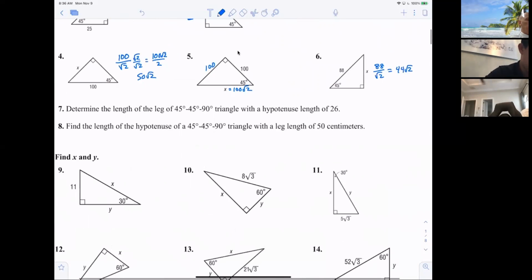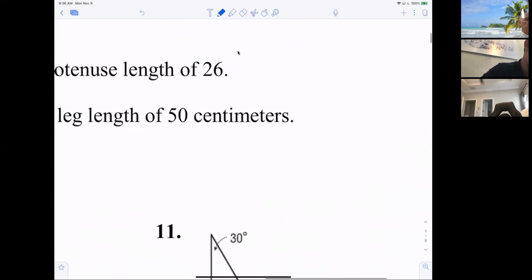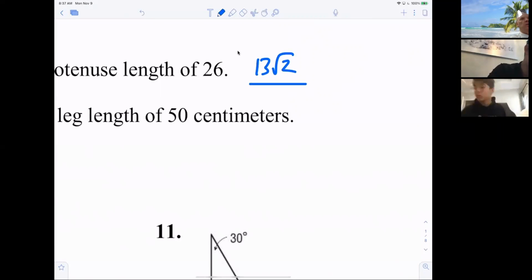All right, so now they're just, instead of drawing the picture, they're just telling you the hypotenuse is 26. Yeah, some of you guys, like I said, 13 radical 2. Is anybody interested in knowing how we just automatically know it's 13 radical 2? Is everybody kind of caught on to the pattern?